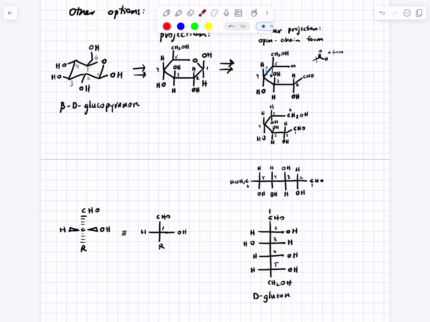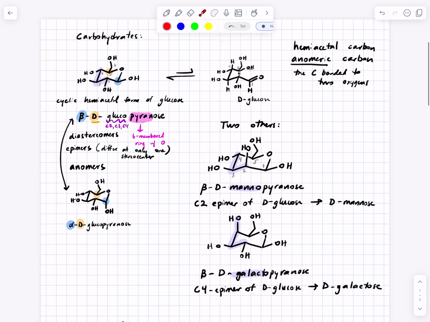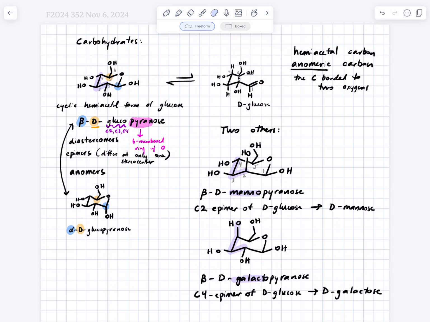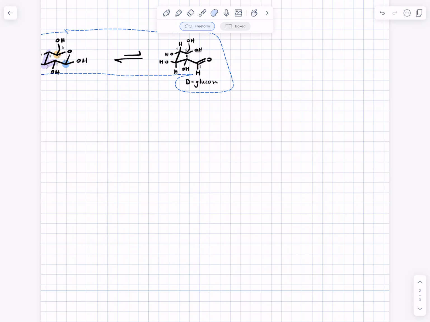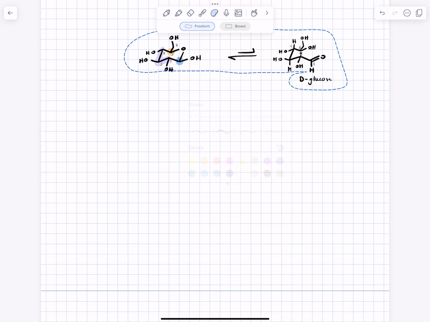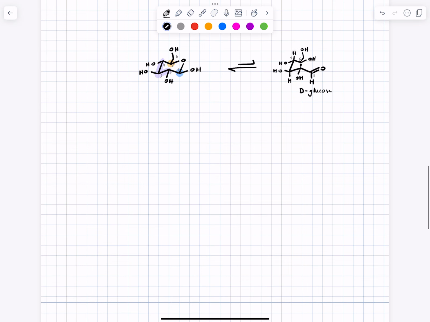Now we need to talk, there is so much more we could say about carbohydrates. One of the things I didn't say was that the alpha and the beta anomers are in equilibrium with each other. Okay? I showed you that the beta anomer is in equilibrium with the open chain form of D-glucose. So we'll sort of draw that here. And that's simply opening of a cyclic hemiacetal. It turns out that the alpha anomer is also in equilibrium with the open chain form.